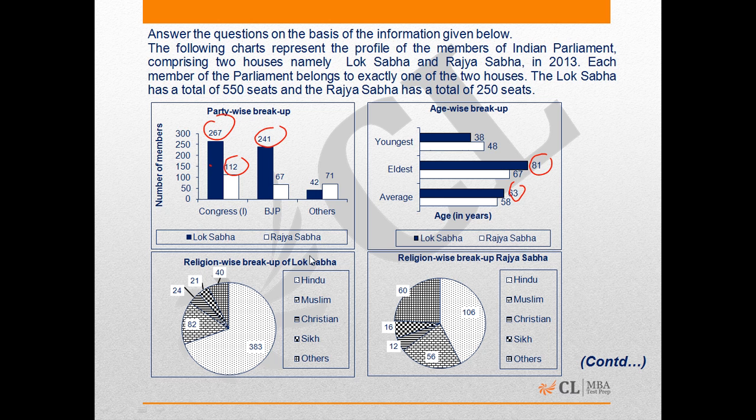And the two pie charts give religion wise breakup for the two houses. In Lok Sabha, religion wise breakup is given. 383 members of Lok Sabha are Hindu, 82 are Muslim, and so on. Similarly, we can check the figure for Rajya Sabha.